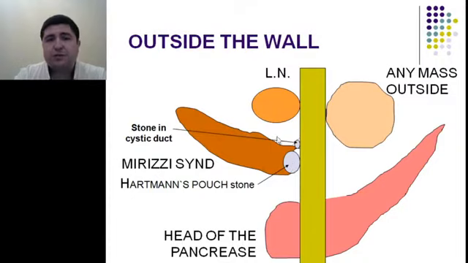But if a stone is localized here and the patient also has inflammation, acute inflammation of the gallbladder, usually this stone can compress the common bile duct, and it can also be a cause of mechanical jaundice. And little stones can enter the cystic duct and then go to the common bile duct, and they are blocked.